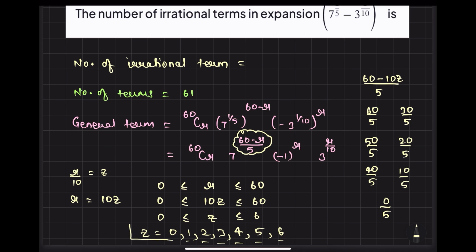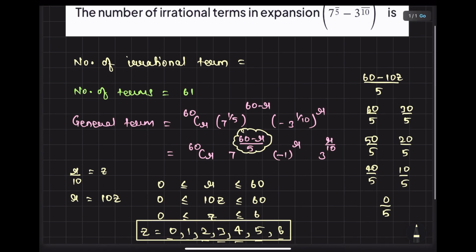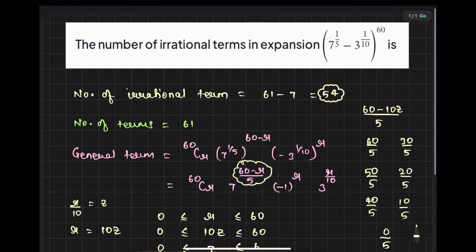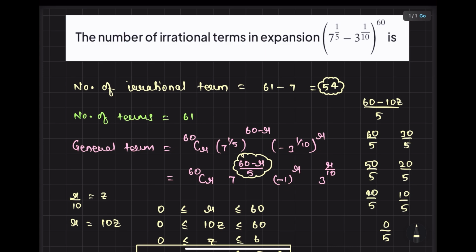So all these z pass the condition. For these z we get rational terms. So how many z did we get? We got 7 values of z, so we will have 7 rational terms. So the number of irrational terms will become 61 minus 7, which is 54. The number of irrational terms we got is 54. I hope the idea is clear.